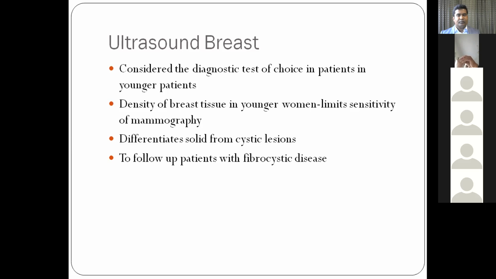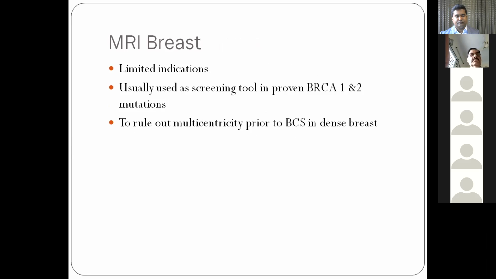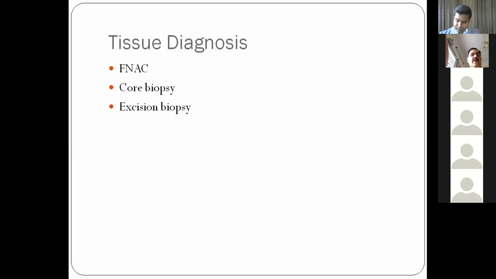There are a few indications for ultrasound breast, for example, a benign breast disease patient whom you want to keep under follow-up. You'll always do it with the ultrasound breast. MRI has a few very limited indications. We usually do not use it as often as we use mammogram and ultrasound. What are the tissue diagnoses? FNACs we use, or core biopsy.